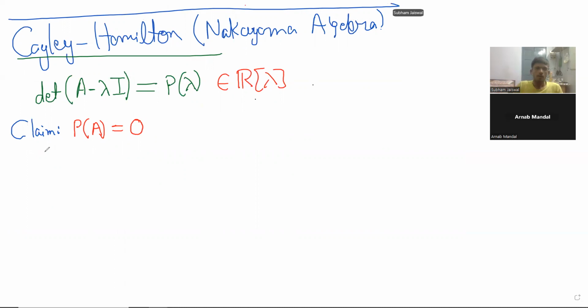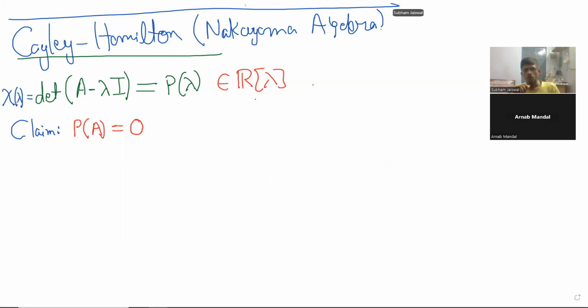Let me also say one thing. This is going to be a very important polynomial. This is called the characteristic polynomial of the matrix. Very important polynomial that we associate to matrices. To every matrix, we associate a polynomial called the characteristic polynomial. All your eigenvalues, things will come using this.